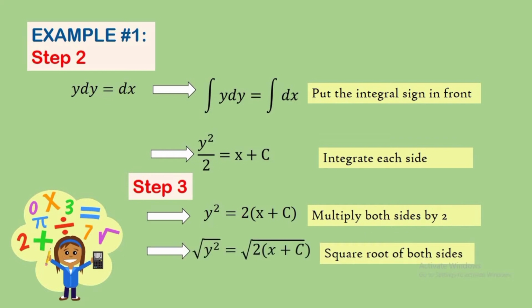And to eliminate the square of the y, we must take the square root of both sides. So, we have now y is equal to positive or negative square root of 2 times x plus c, the constant. And that's it. If you have this final solution na may constant c, it means this is the general solution.